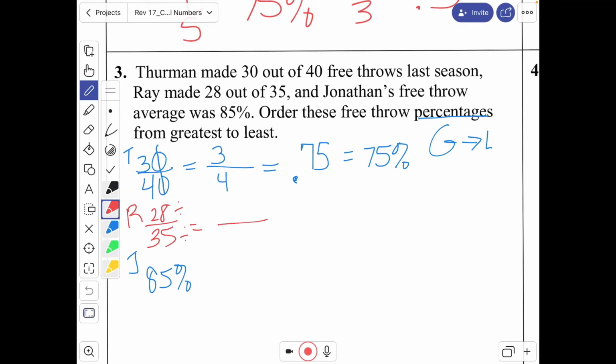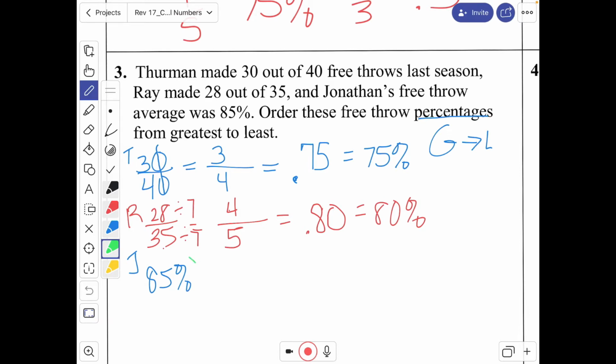28 and 35 can both be simplified by 7. 28 divided by 7 makes 4. 35 divided by 7 makes 5. And 4/5 as a decimal? Remember, 4/5 are like counting 20s. So 20, 40, 60, 80. 4 of them would be 80. So 0.80 is 80%.